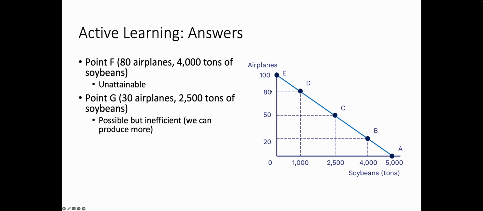So for example, we can draw some more points here. F is impossible. That represents a point of trying to farm 4,000 tons of soybeans and make about 80 airplanes. Does that mean we can't make 4,000 tons of soybeans? No, we can, but by using up all of our resources in that industry, the best we could do is produce 20 airplanes. Or could we produce 80 airplanes? Yes, we can, but because we'll be taking up those resources, we can only get 1,000 tons of soybeans because of our resource constraint.